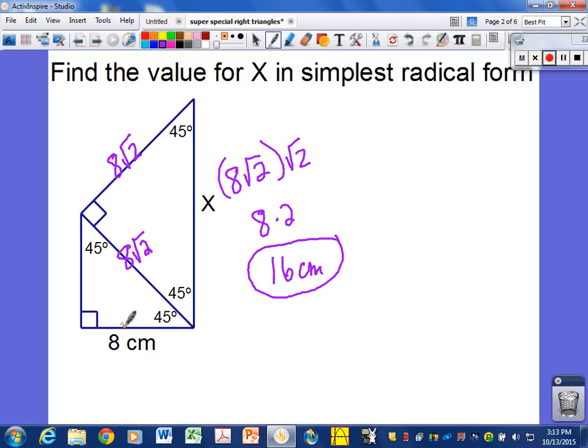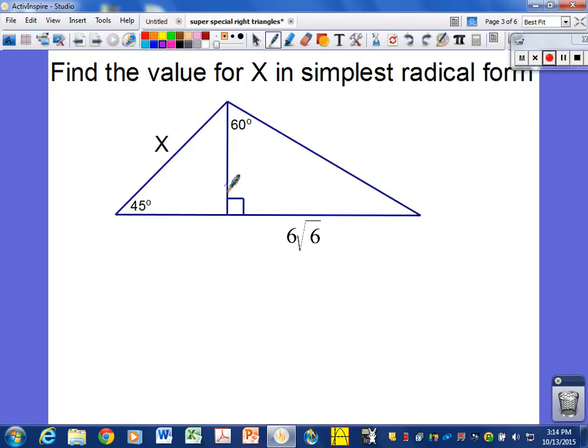You just have to remember this is a leg of an isosceles. This is a hypotenuse. Now this hypotenuse becomes the leg of another triangle. So x here is the hypotenuse of a large isosceles. So here is a leg of an isosceles, which is also a hypotenuse of a smaller one. Okay? See? Told you. Lots of fun. Super special. All right, what do we got here?